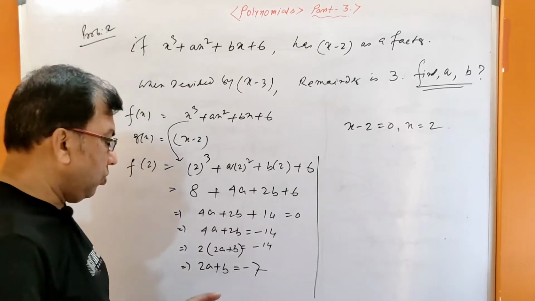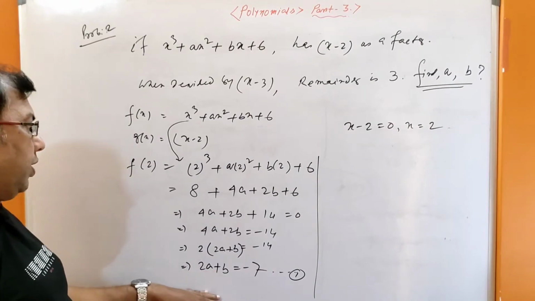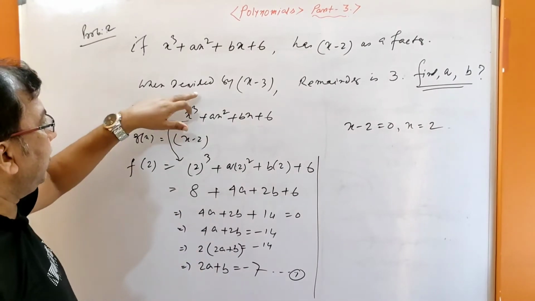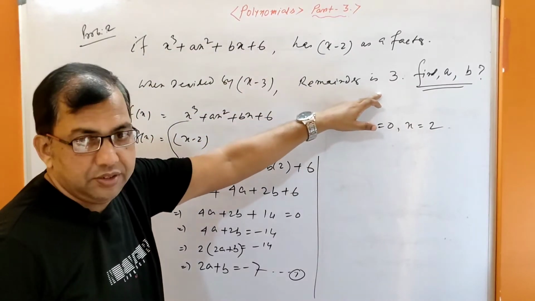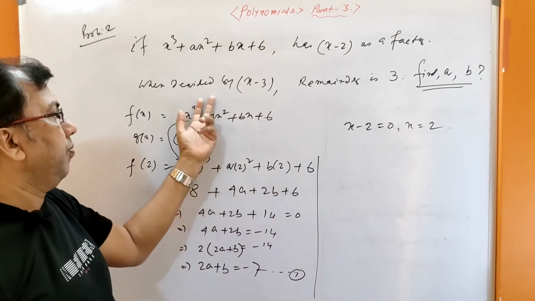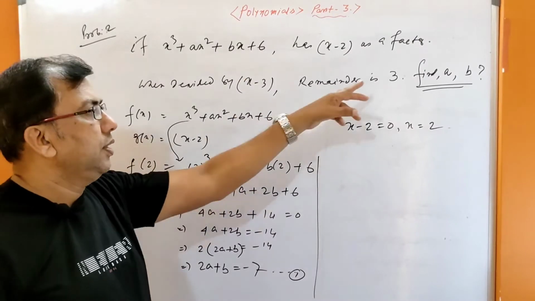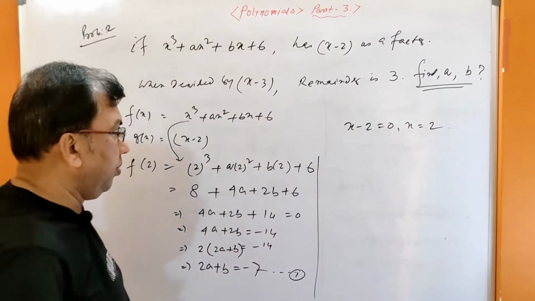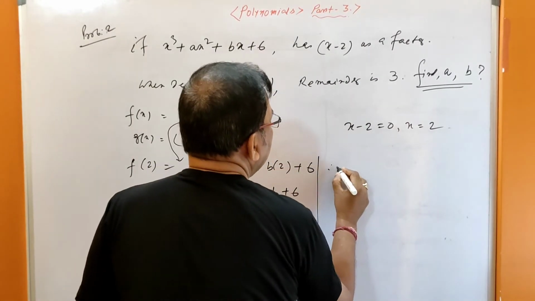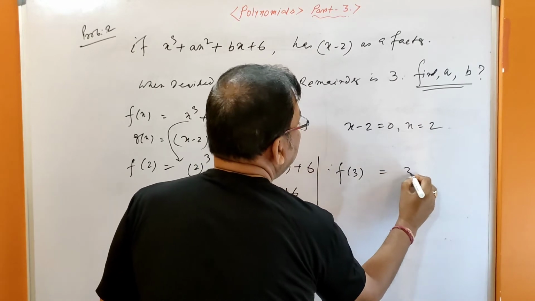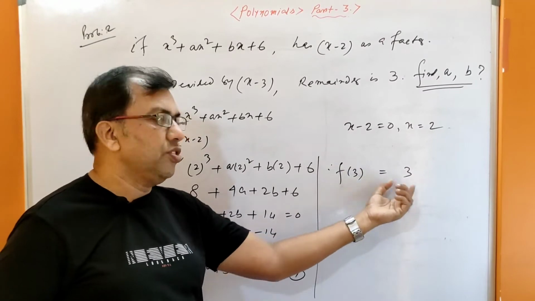Now, 2a plus b equals minus 7, this is one equation. You can write it in another way, but it is not required here. Next, when divided by x minus 3, the remainder is 3. That means x minus 3 equals 0, so x equals 3, that is f(3) equals 3. This will not be 0; the remainder comes, so f(3) equals 3.